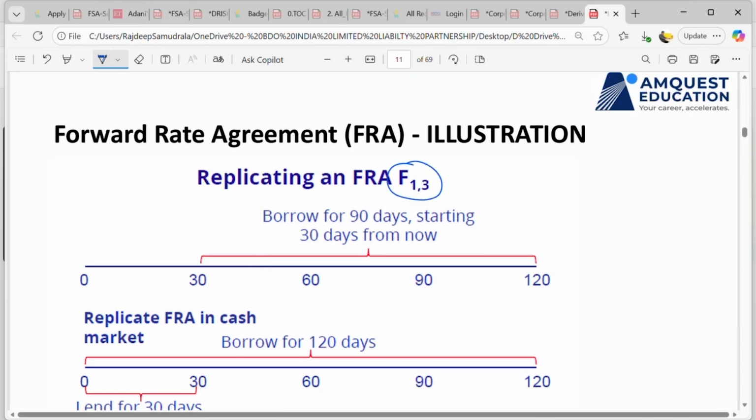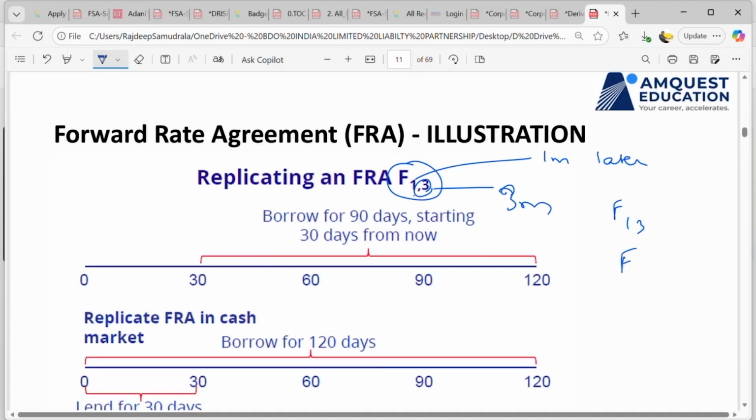FRA F13. After 1 month, 3 months remaining means I am looking at something 1 month later, right? But I want to take only for 3 months after 1 month. Got it? So 1 indicates the time after which you will take the contract, and 3 indicates the time for which you will take the contract. Clear? Okay. So F13.